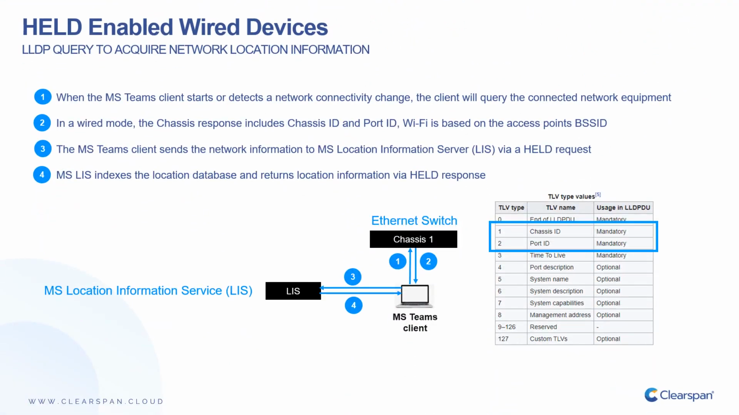After the Microsoft LIS is configured with the network mapping, the clients can use the HELD protocol to get the dispatchable location information from the Microsoft LIS. The sequence begins with the client's LLDP query. The Ethernet switch response includes the chassis ID and also the port ID. The client then sends the LLDP information to the Microsoft LIS service via the HELD protocol. The Microsoft LIS identifies the dispatchable location associated with the LLDP information and sends the client the dispatchable location information to be sent with 911 calls.